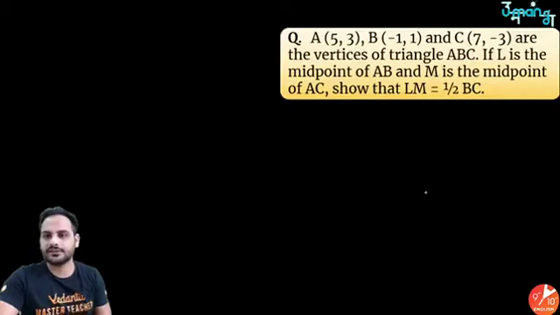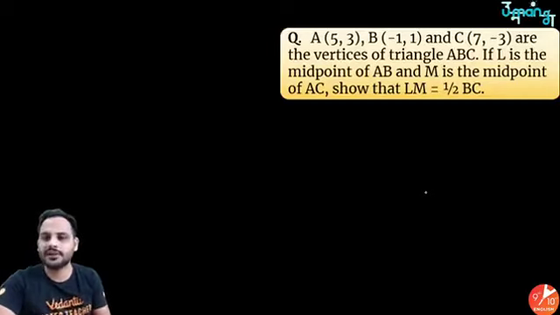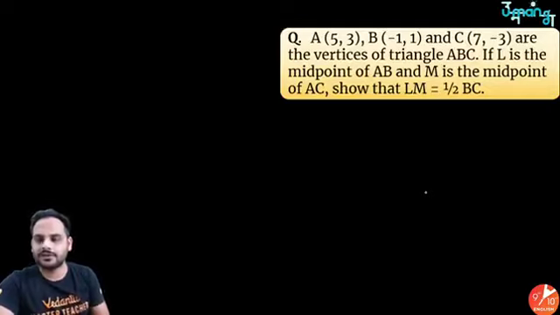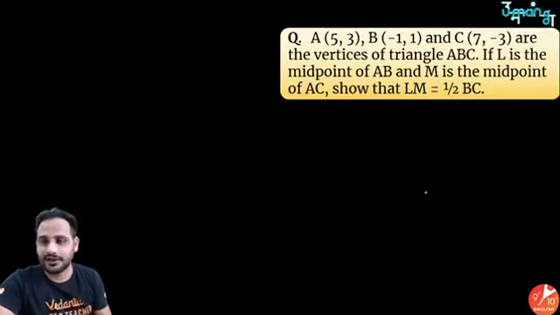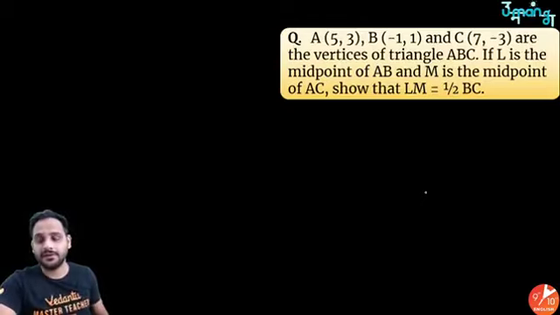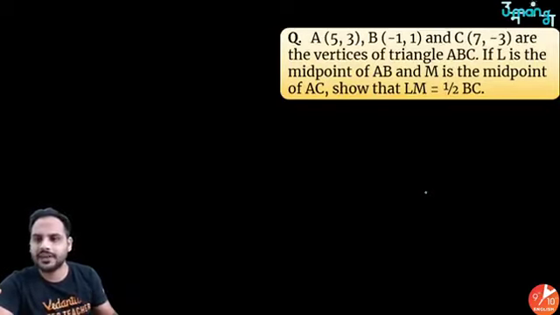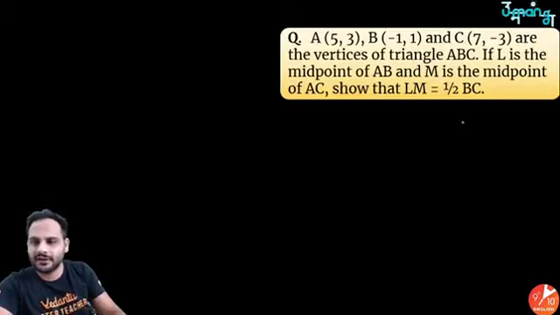Okay. Next question, look. What does the next question say? A, which is 5, 3, B, which is minus 1, 1, C, which is 7, minus 3, are the vertices of a triangle ABC. If L is the midpoint of AB and M is the midpoint of AC, show that LM is equal to half of BC. So A, B and C are the vertices of a triangle ABC. Okay? So let's draw a rough diagram.